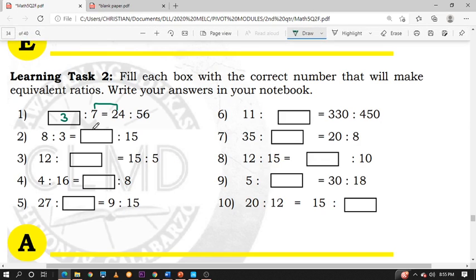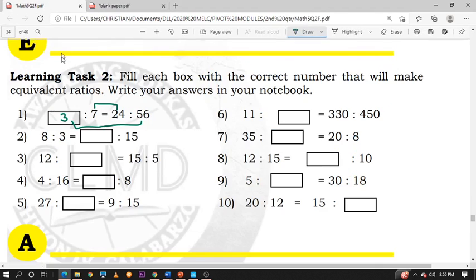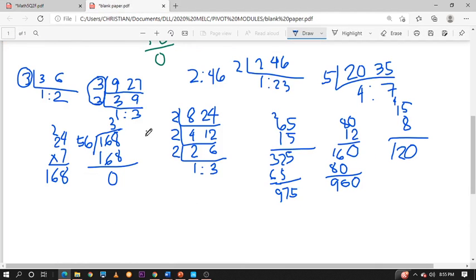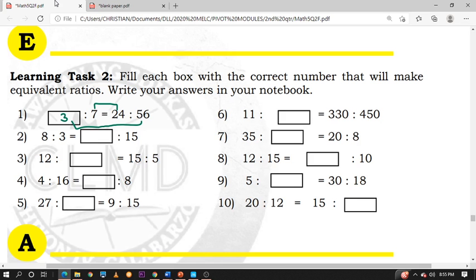Okay, let us check nga kung tama nga. Kapag imultiply natin yung parehong extreme ay dapat siya ay 168. So, 56 times 3. So, 6 times 3 is 18. 5 times 3 is 15 plus 1 is 16. So, tama. So, 168. So, ganun lang po ang gagawin natin dyan.